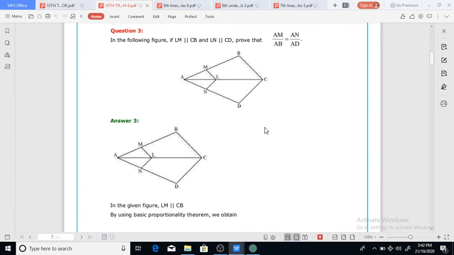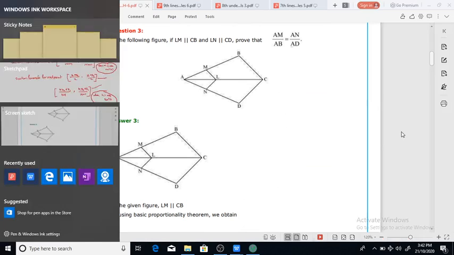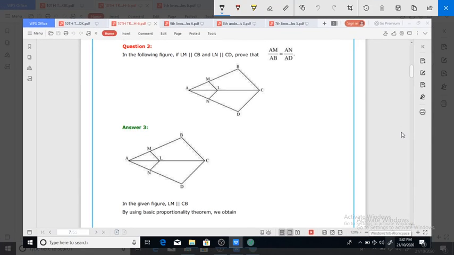Next, question number 3. In this question, just follow the conditions here. LM is parallel to CB and LN is parallel to CD. Prove that AM by AB is equal to AN by AD. By observing proportionals, these come under the BPT theorem, the Thales theorem. So just follow this.